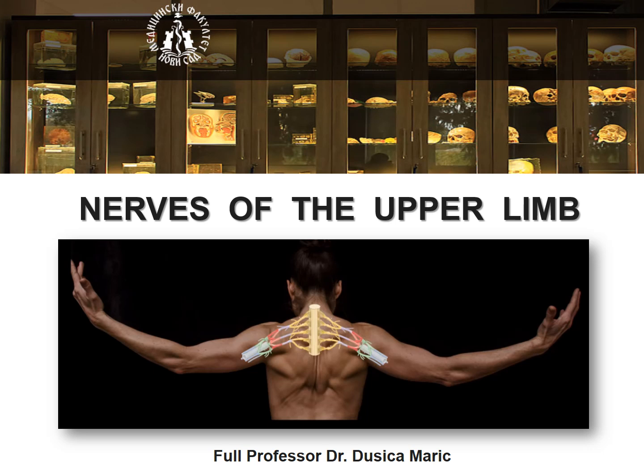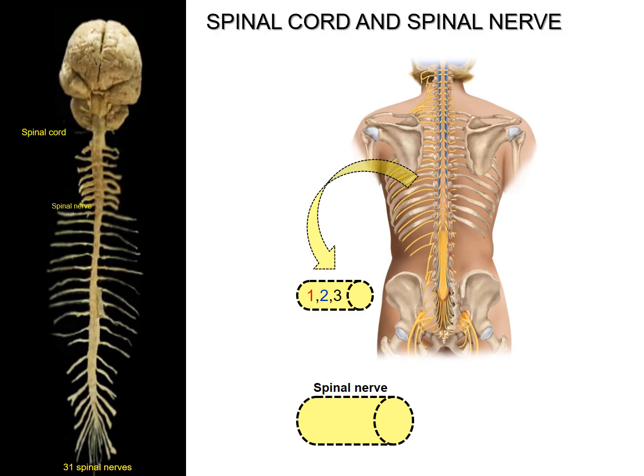Dear students, we shall continue with nerves of the upper limb. There are 31 pairs of spinal nerves which emerge from the spinal cord. The spinal nerve transmits three types of fibers.